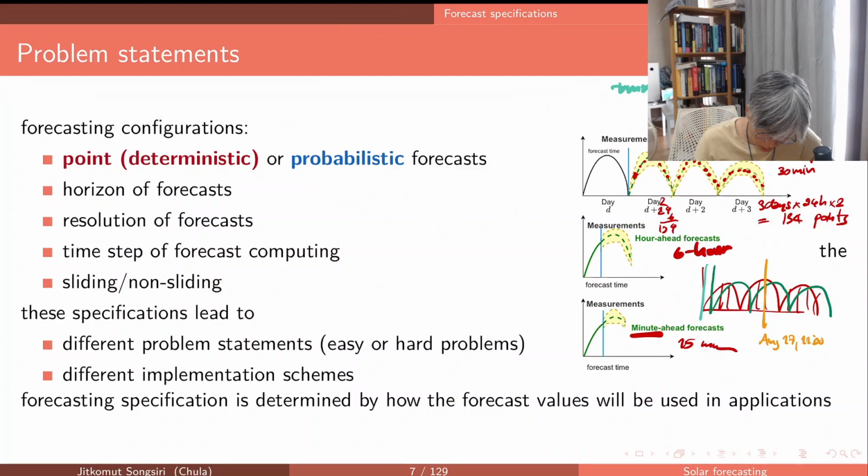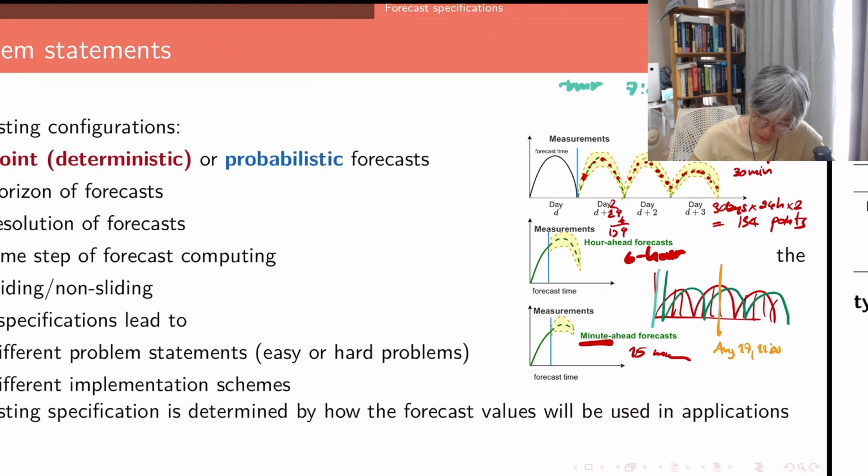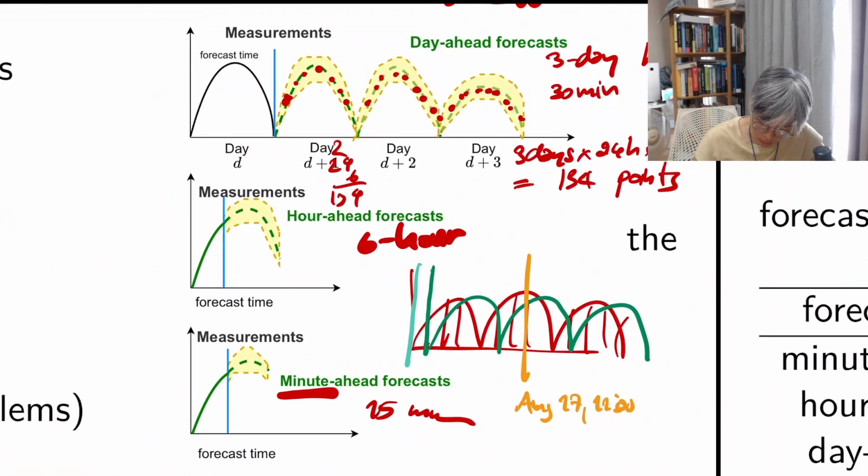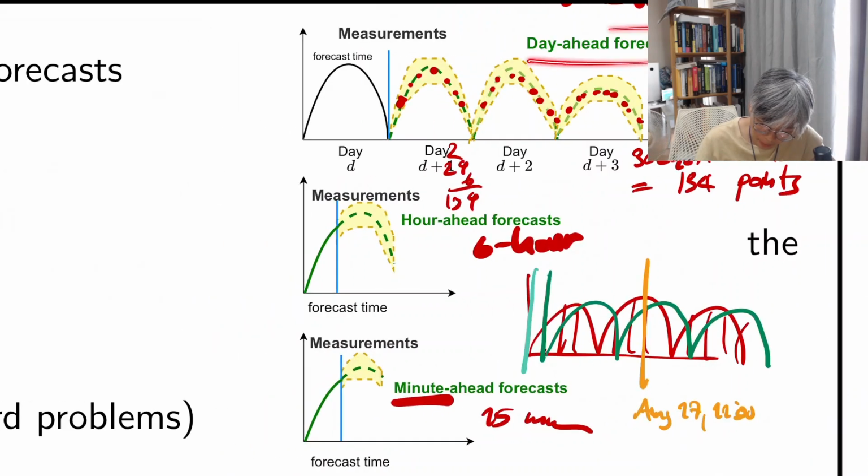After explaining this configuration, you will see that different problem statements directly imply the difficulty of your forecasting problems, easy or hard. Maybe let's think about this together. Between day ahead forecast and minute ahead forecast, if you develop the model and evaluate the model performance, which one would be a harder problem to achieve the same accuracy? Day ahead or minute ahead? Okay, pause the video, think about it.